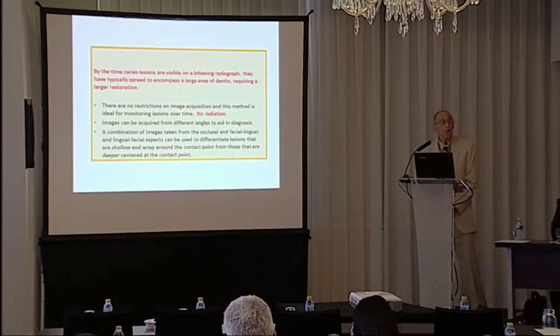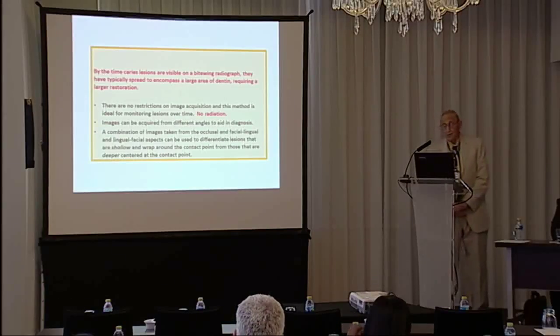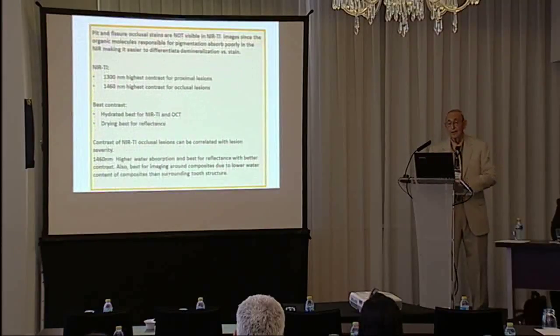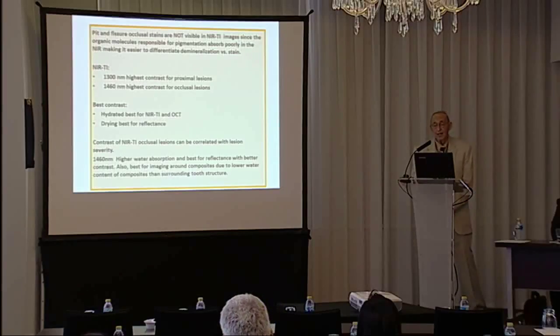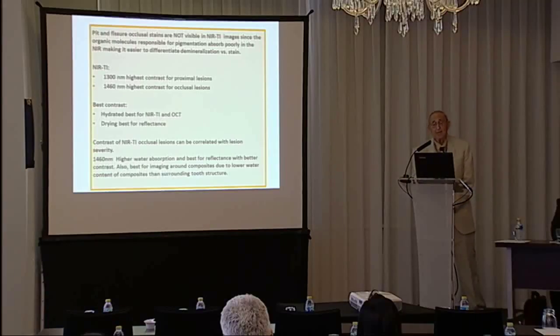A combination of images taken from the occlusal and the facial and lingual aspects can be used to differentiate lesions that are shallow and wrap around the contact point from those that are deeper, centered at the contact point. Pitt and fissure occlusal stains are not visible in NIR-TI images since the organic molecules responsible for pigmentation absorb poorly in the NIR, making it easier to differentiate demineralization versus stain.